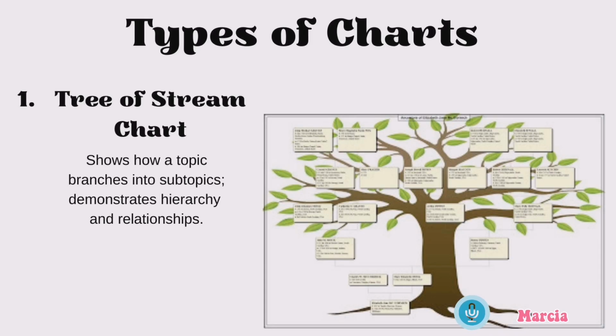The first type of chart is the tree or stream chart, or stream graph chart. This shows how a topic branches into subtopics, demonstrates hierarchy and relationships. A stream graph is a visually engaging variation of a stacked area chart that displays changes in data over time around a central, varying baseline rather than a fixed axis. The result is an organic flowing shape composed of multiple streams where the width of each stream is proportional to its value at any given point in time. It is primarily used to visualize the relative proportions and relationships between categories within a dynamic data set.